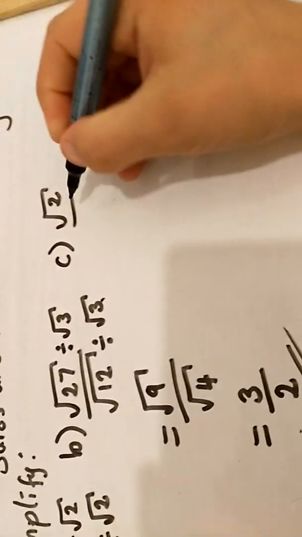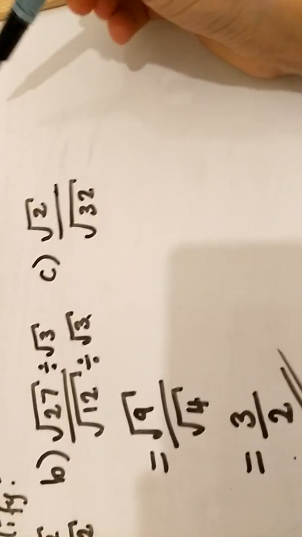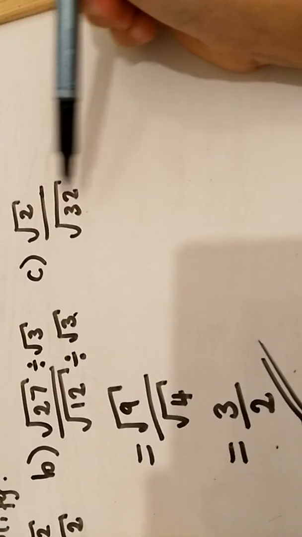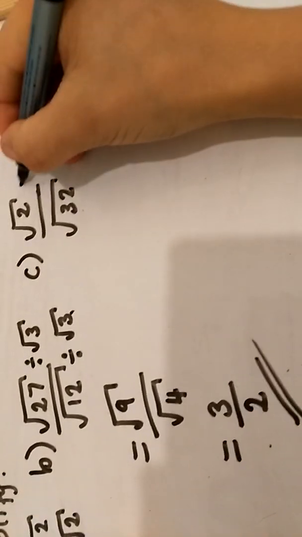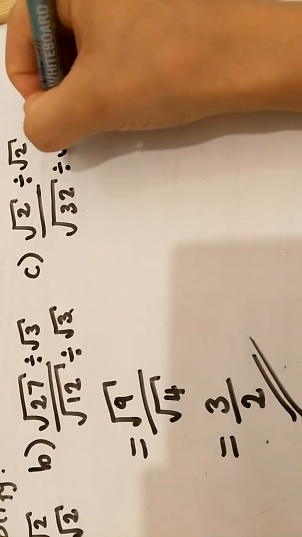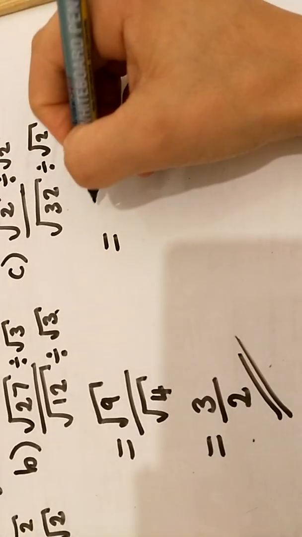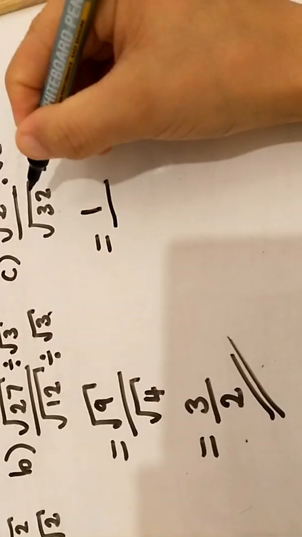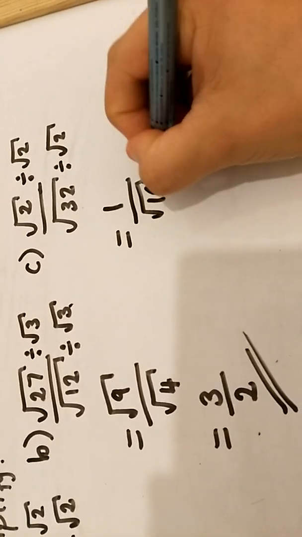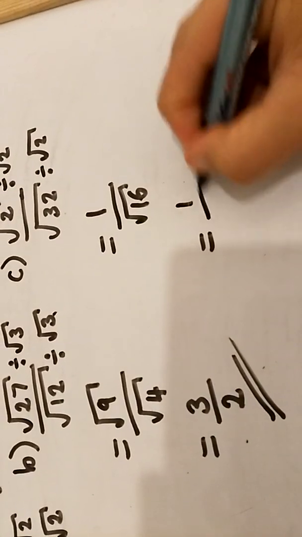Root 2 divided by root 32. So let's have a look. I've got 2 and 32, so the highest common factor is 2. So I'm going to divide both of them by the square root of 2. Square root of 2 divided by the square root of 2 is 1. Root 32 divided by 2 is root 16. So the square root of 16 is 4, so 1 over 4.